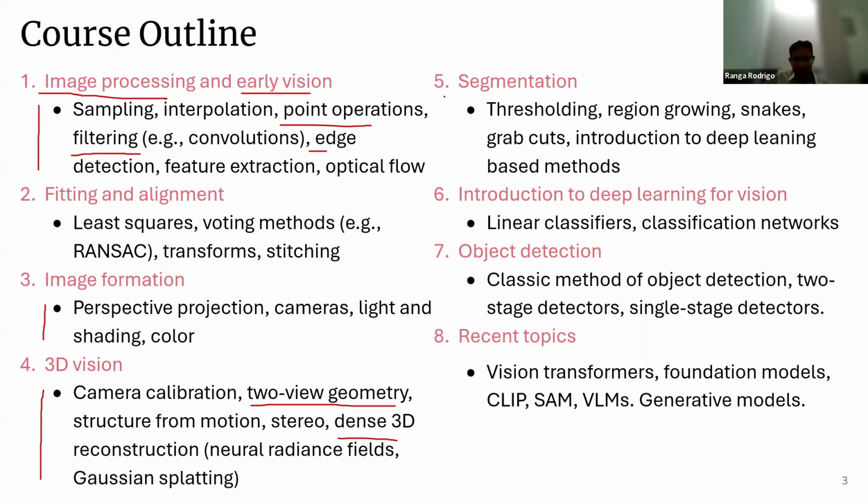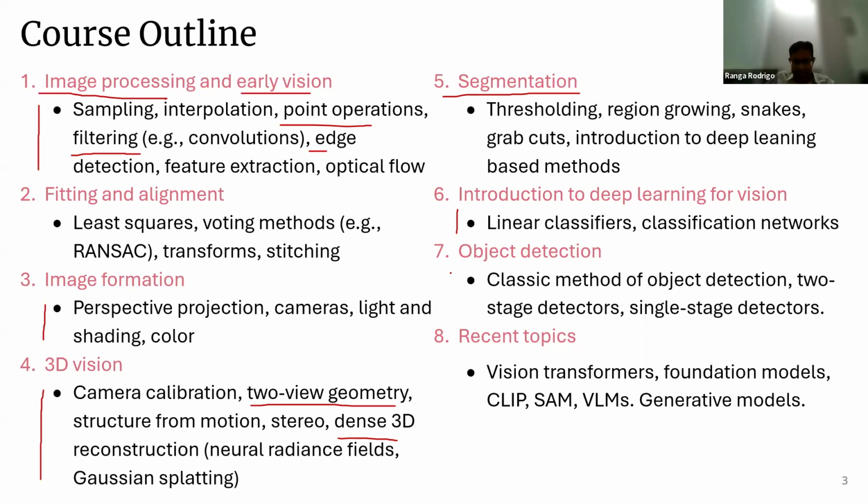Then as the fifth topic, we will look at segmentation. Segmentation means extracting something out of an image. Maybe you want to extract a flower out of that image and put it in a different background. Those kinds of things are called segmentation. We will study that. And then we will introduce deep learning for vision. This will be a large part of the course where we study convolutional neural networks and some transformers that carry out the bulk of the vision work in industry and in research.